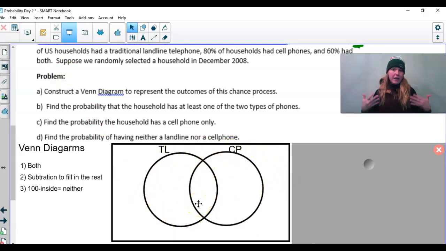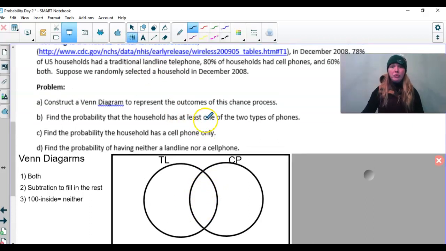Now, when we're filling this Venn diagram out, there are 3 steps that I encourage you to follow to always get it right. Number 1, always fill in the both. So this is that middle section right here. What percent of people owned a traditional landline as well as a cell phone? And we know that that is 60% right here.